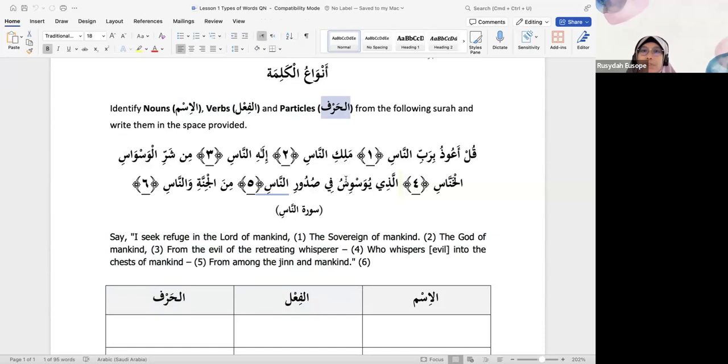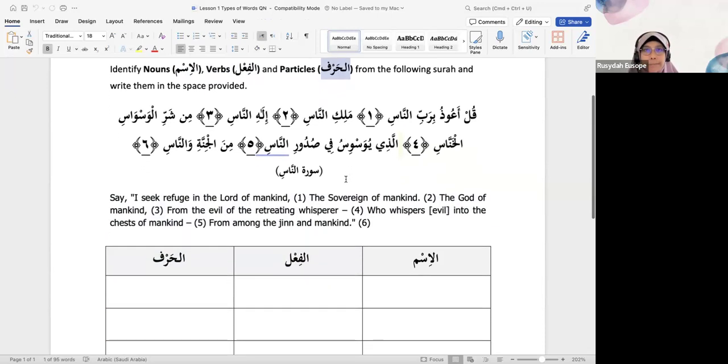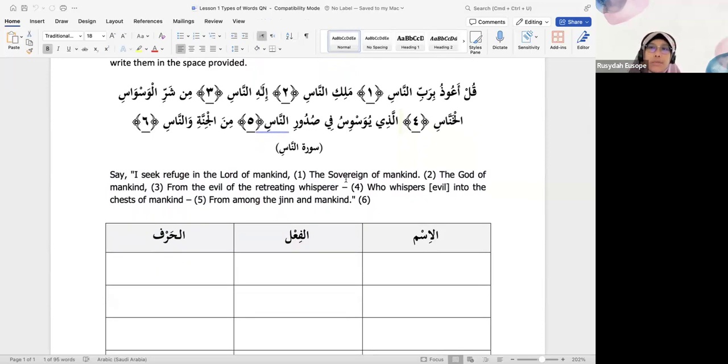Okay, so identify nouns, isim, verbs, fi'il, and particles, harf, from the following surah, Surah An-Nas, and write them in the space provided. So it's a very common surah. I believe everyone memorized this surah. Let's look at the words that are used in this surah and categorize them accordingly. If it's an isim, you write the word under the first column. If it's a verb, fi'il, you may write the verbs under this column. And if it's a particle, it's not isim, it's not fi'il, then it will fall under harf.